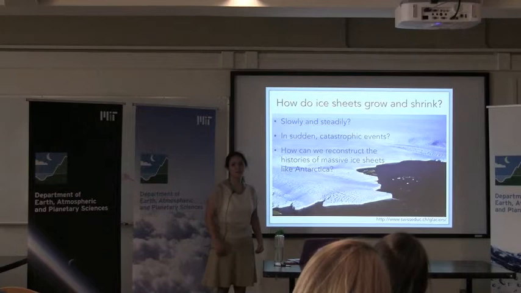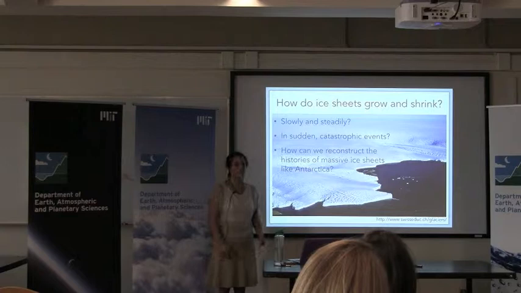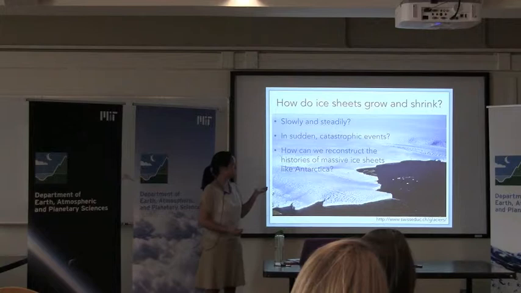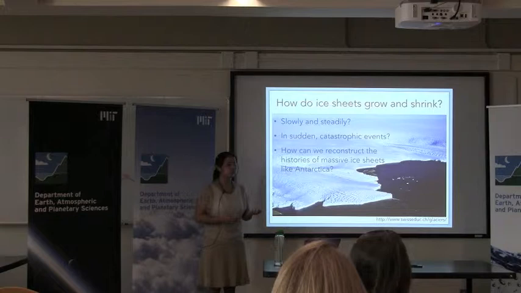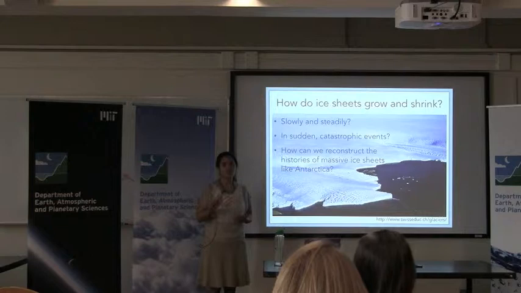The question we're really looking to answer is how massive ice sheets grow and shrink over time. This is a photo of the Antarctic ice sheet, and it contains about 52 meters of sea level rise in the East Antarctic ice sheet and about 5 meters of sea level rise in the West Antarctic ice sheet. This is very important given recent warming trends, because it's important for us to understand how it might behave in our immediate future. And the way that we can best do this is to look at how it's behaved in the past.